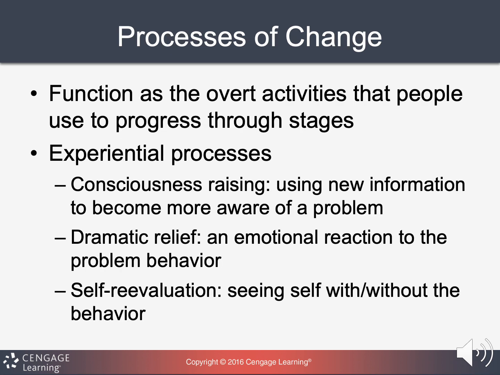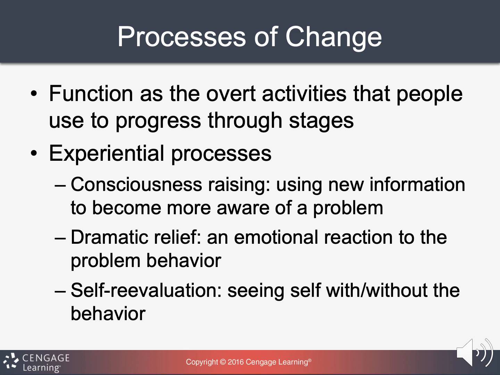For the trans-theoretical model, there are 10 processes of change that people can go through, and they don't have to go through them in a certain order. So experiential processes is what the person is experiencing. So consciousness raising is the first one, and they're taking in new information to learn more about the problem, so they're becoming educated. Dramatic relief is an emotional reaction to the problem behavior. So like realizing maybe this certain behavior is going to make them sick, or maybe it's hurting their family, or it's costing too much money.